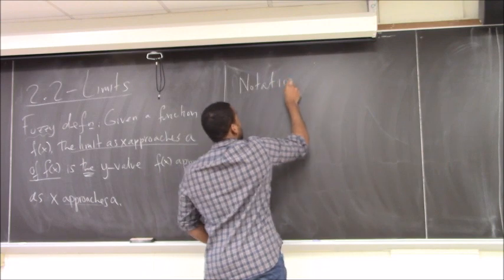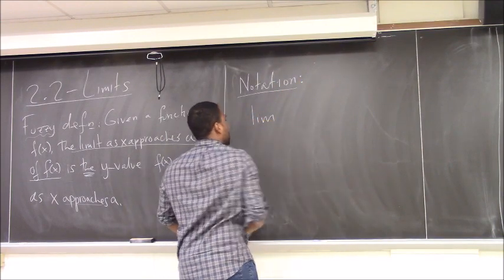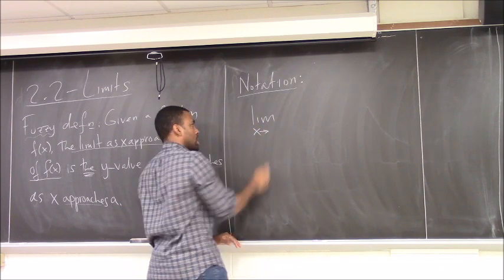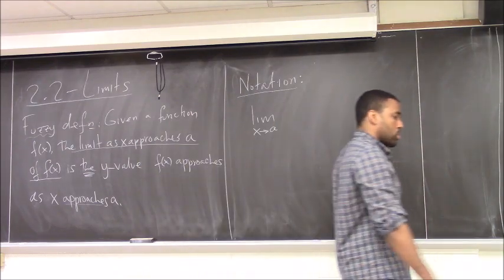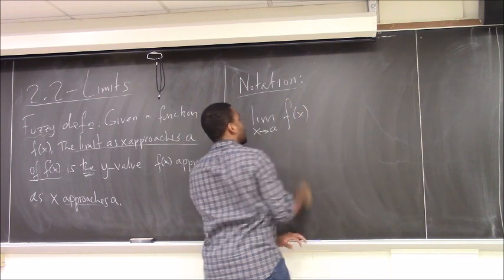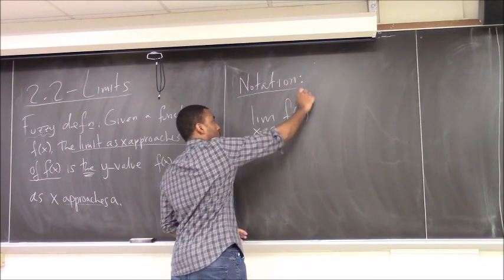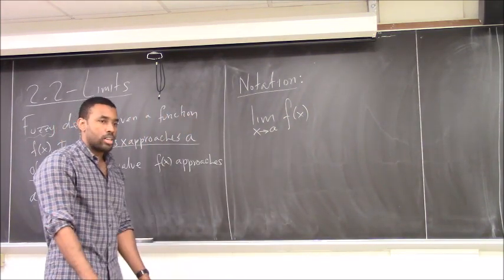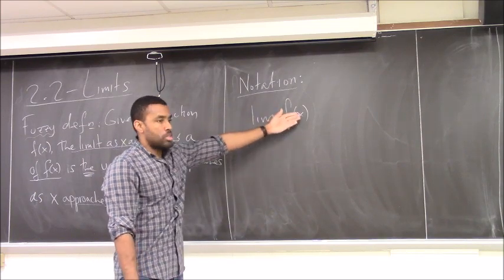Notation is the following. You write LIM. Underneath it, we write x with a little arrow, and we write the number that we want to approach. We want the x value to get close to the number a, and we write f of x right beside it. If your f has several terms, you can put parentheses here, but if it's just like one compact thing, it's customary to just write it down right beside it. So this is saying the limit as x approaches a of this function.